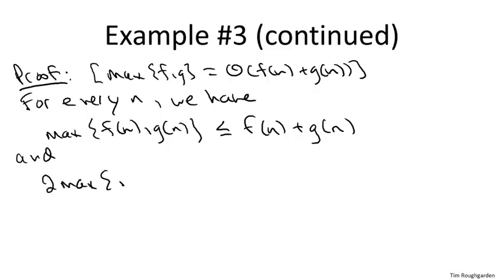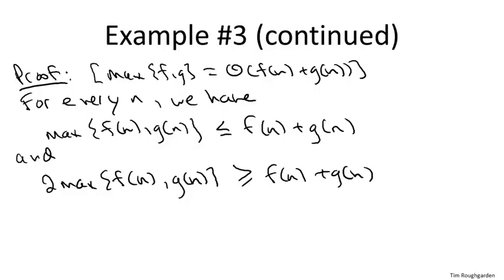Secondly, if we double the larger of f of n and g of n, then that's going to exceed the sum of f of n plus g of n, right? Because on the right-hand side we have a big number plus a small number, and on the left-hand side we have two copies of the big number. So that's going to be something larger. Now it's going to be more obvious what's going on if I divide both sides by 2, so that the maximum of f of n and g of n is at least half of f of n plus g of n. That is, it's at least half of the average.